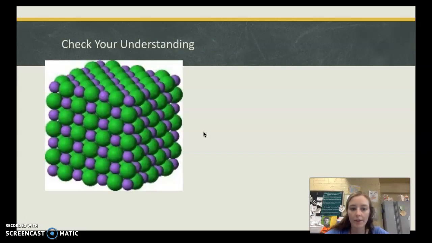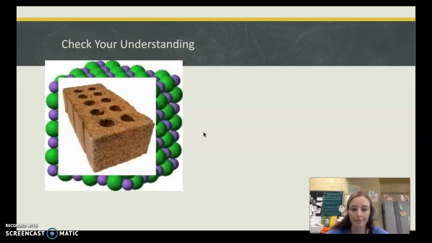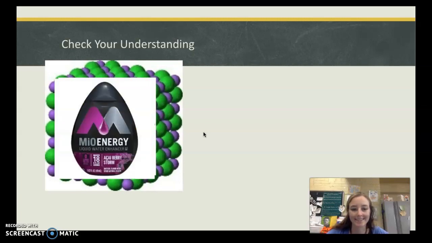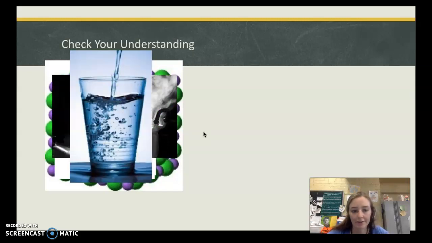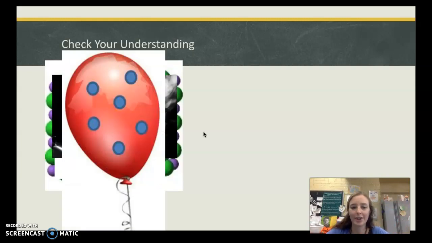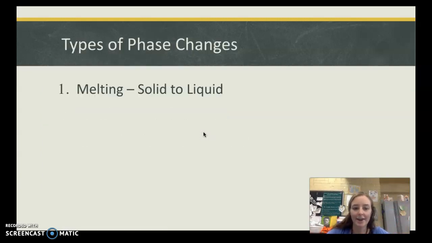So would this be a solid, liquid, or gas? And you can just number these 1 through 5. Would this brick be solid, liquid, or gas? The steam coming out, or this water. So very straightforward. You guys know these things, but we'll talk about them next class as well.